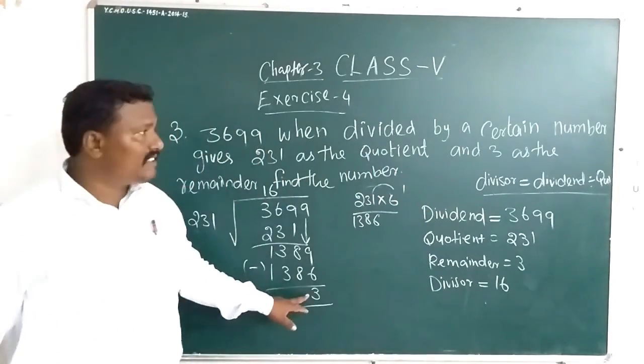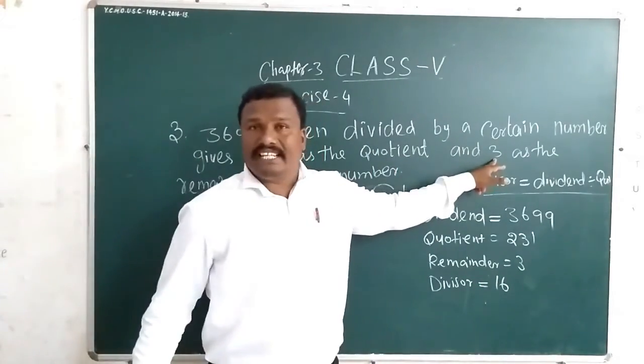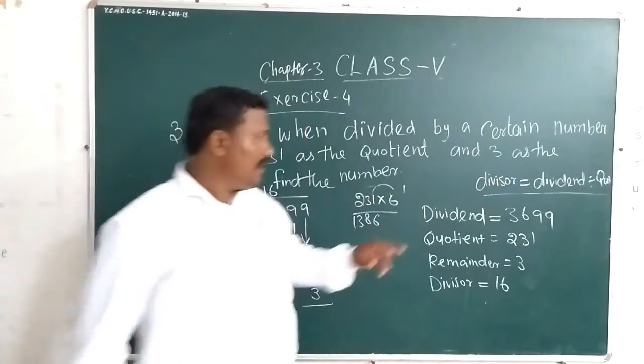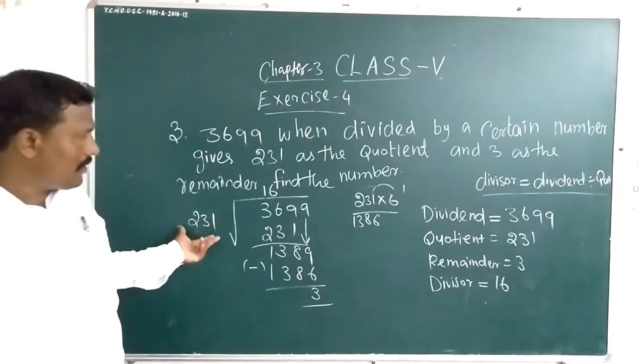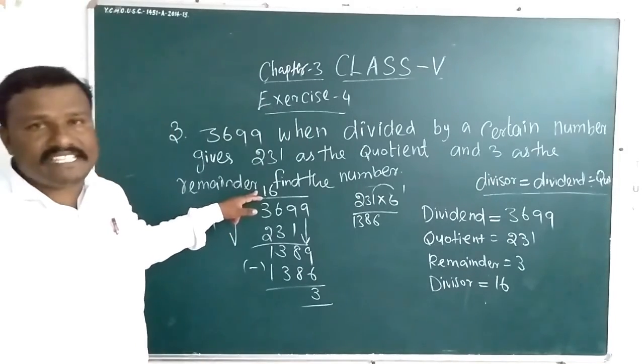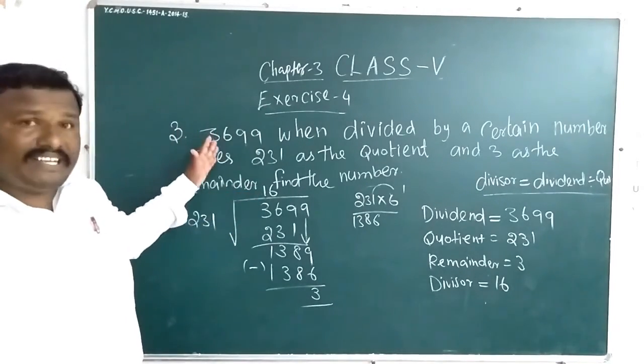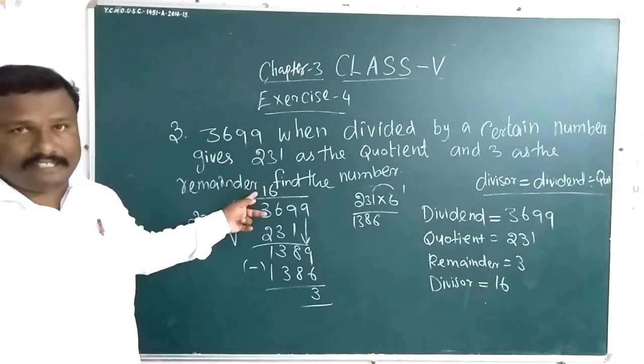But in this sum 16 is the divisor, because they are already given remainder 3. As per this sum, 16 is the quotient of this division, but we want to find out the divisor. So 16 is the divisor.